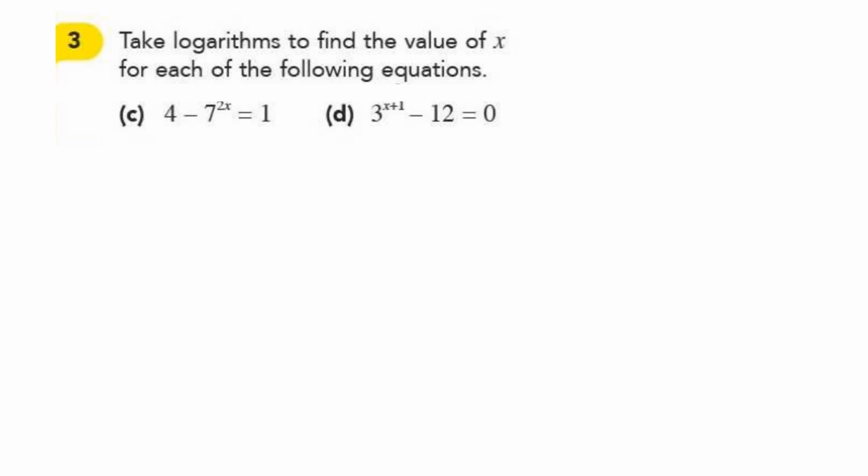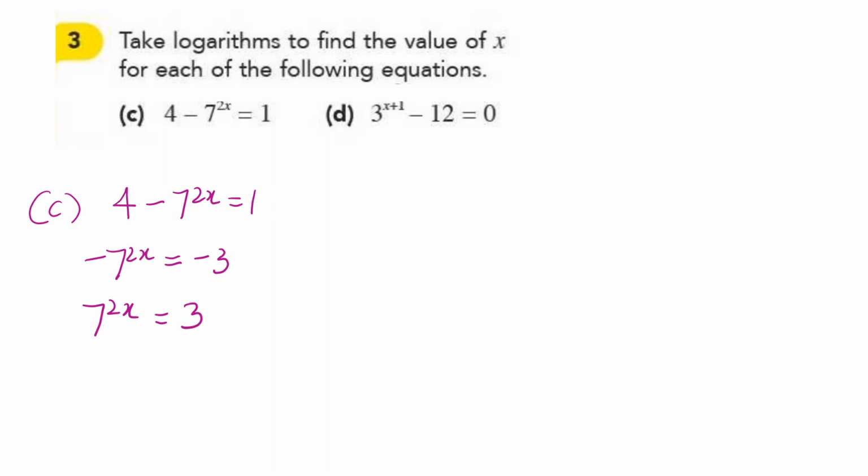Right, let's look at question 3. Question 3 asks you to take logarithms to find the values of x for each of the following equations. When they say take logarithms, please do not jump to conclusions and straight away bring log to both sides. I'll explain what I mean by that. How do you start by doing 3C? You should simplify the equation first. You need to make 7 to the power of 2x the subject first. So subtract 4 on both sides. 1 minus 4 gives you negative 3, and then multiply by negative on both sides to get 7 to the power of 2x equals 3.